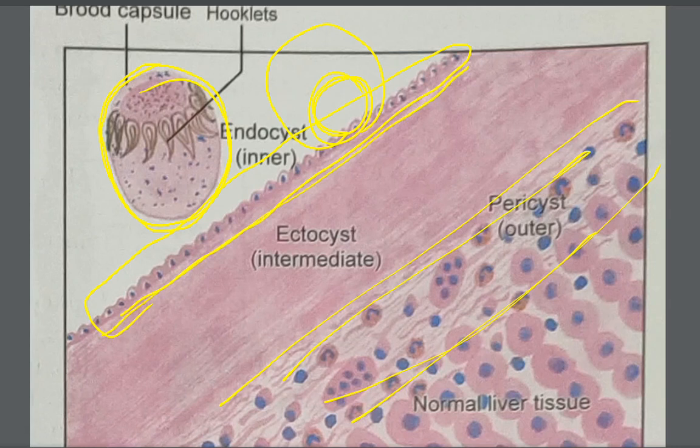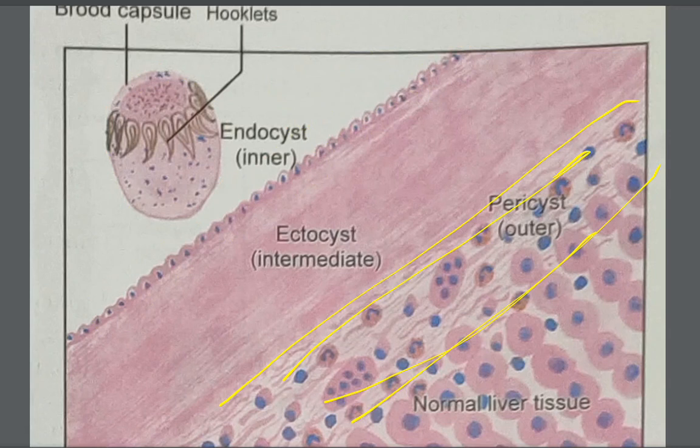From the germinal layer, gemmules protrude, they enlarge and get filled with fluid. These are called brood capsules. Initially they remain attached to the germinal layer by a stalk, like this. But later they escape free into the fluid-filled cyst cavity and become free from the germinal layer.